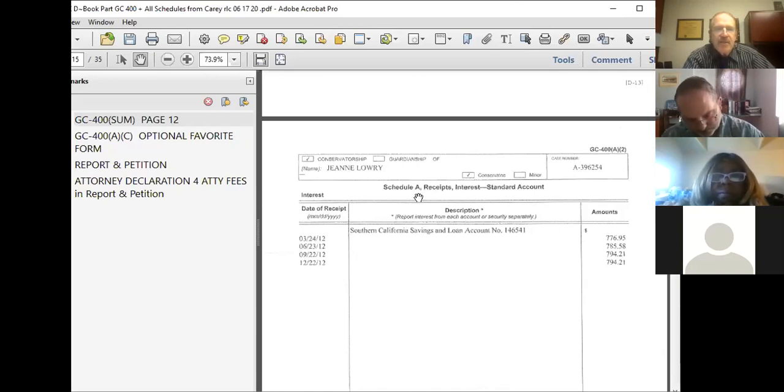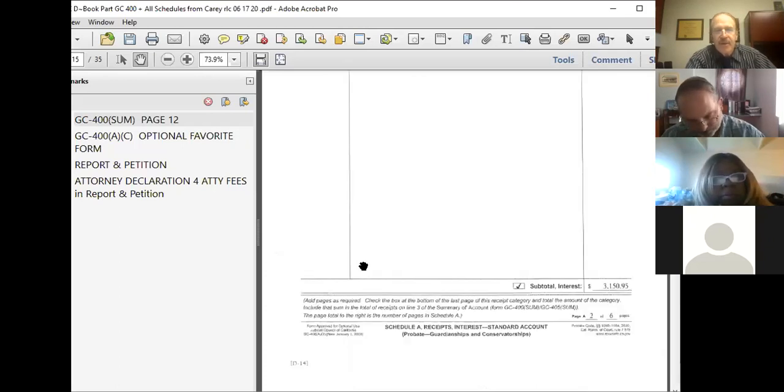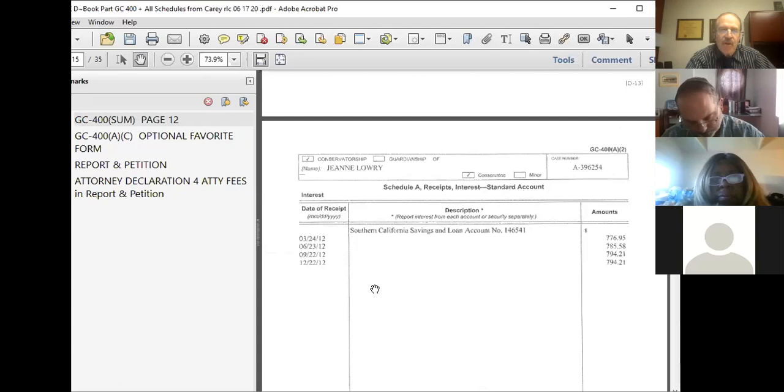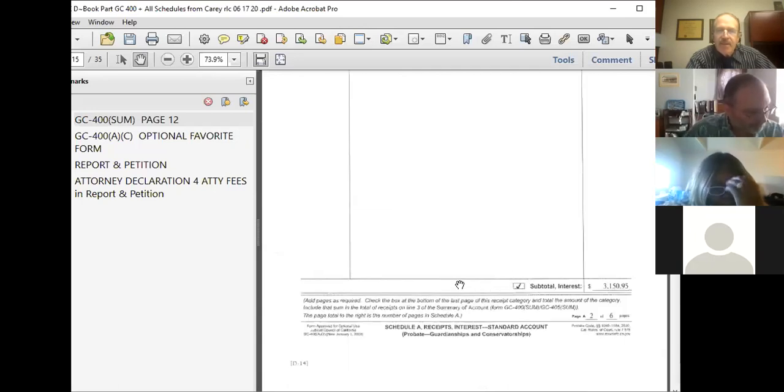So the first Schedule A is, in this case, for interest income. And what the form requires is that you list every little transaction for interest income. All your transactions, little or large, you cannot summarize and say, okay, yeah, we had about $1,400 of interest for that quarter. You can't do it. So you list the bank account and then go through the statement and post each of the items and not summarize.